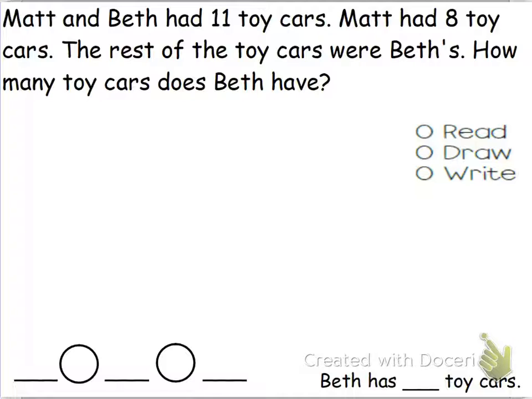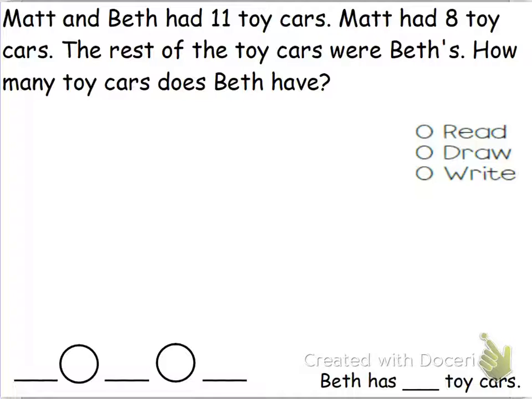Matt had 8 of those 11 toy cars. The rest of the toy cars were Beth's. So we have to look at this so we know that 11 is our whole and 8 is one of our parts. Okay, so now it'll make it easy for us to be able to go ahead and solve.